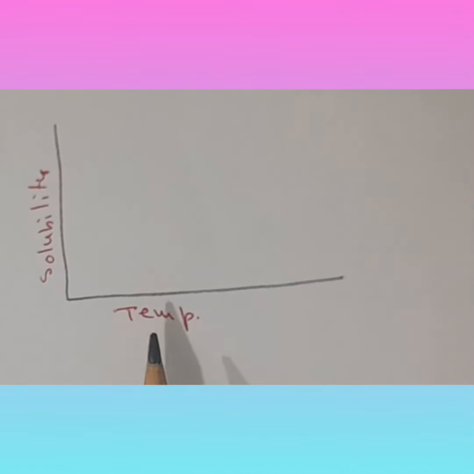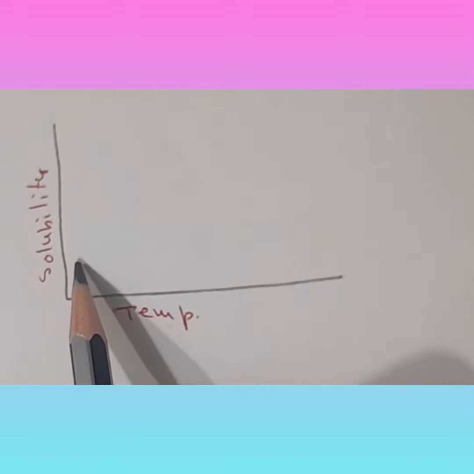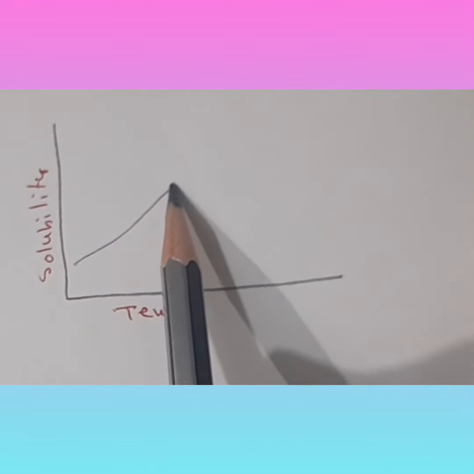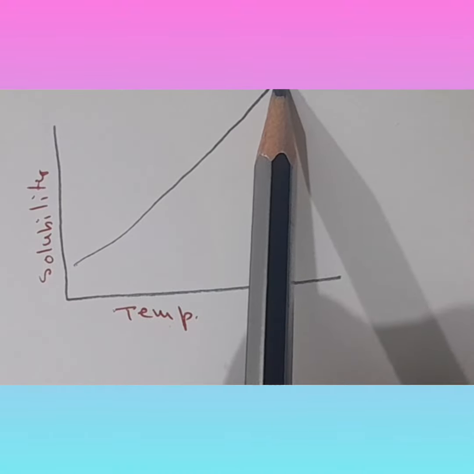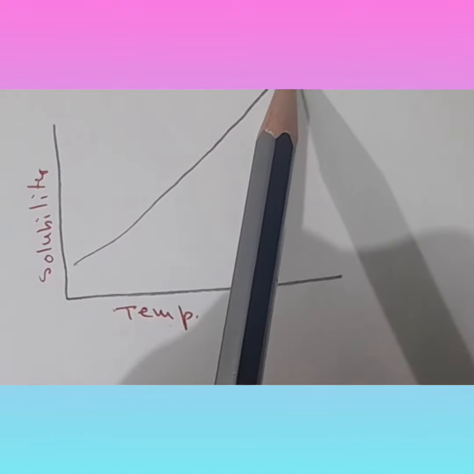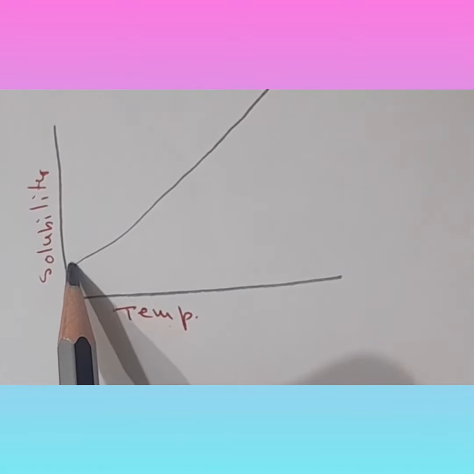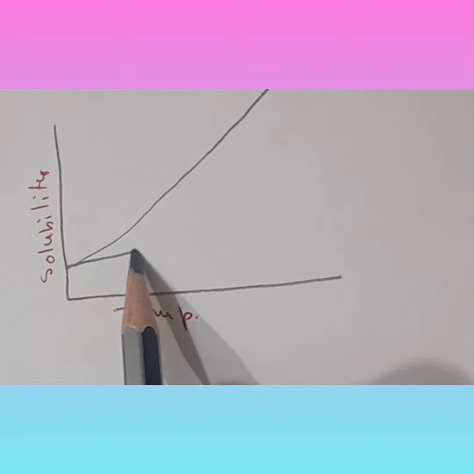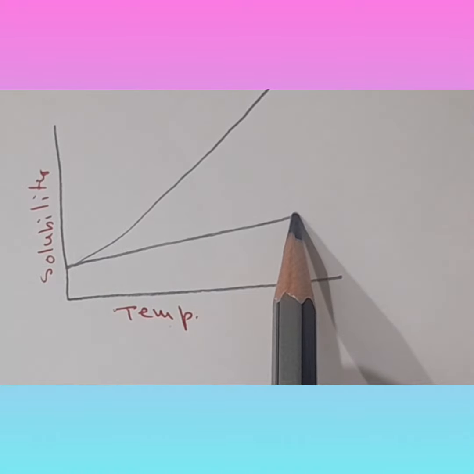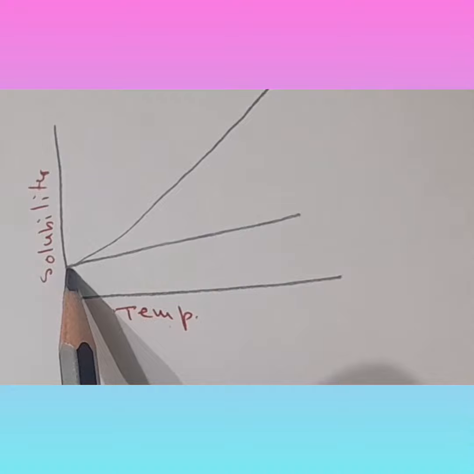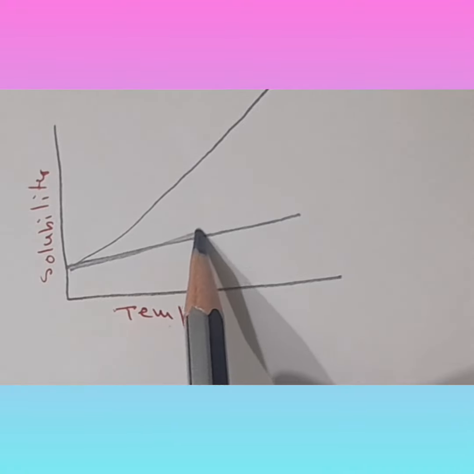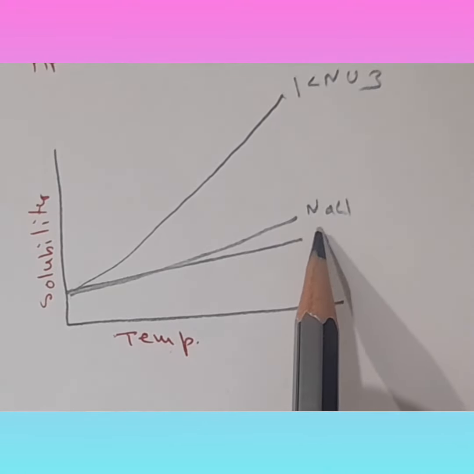Let's try and understand the effect of temperature on solubility. So for example, if we take potassium nitrate, KNO3, we find that its solubility keeps on increasing drastically with temperature. Whereas in case of KCl, we find there's a slight increase in solubility with temperature. Similarly, in case of NaCl, we also find a slight increase in solubility with temperature.